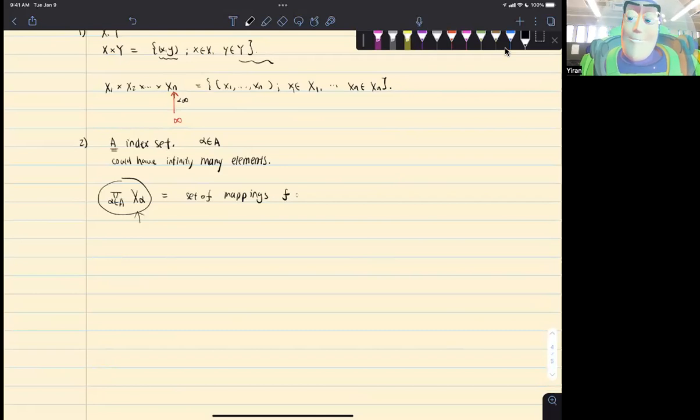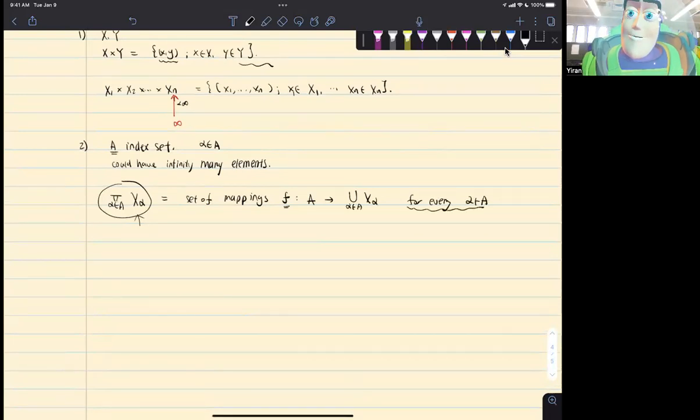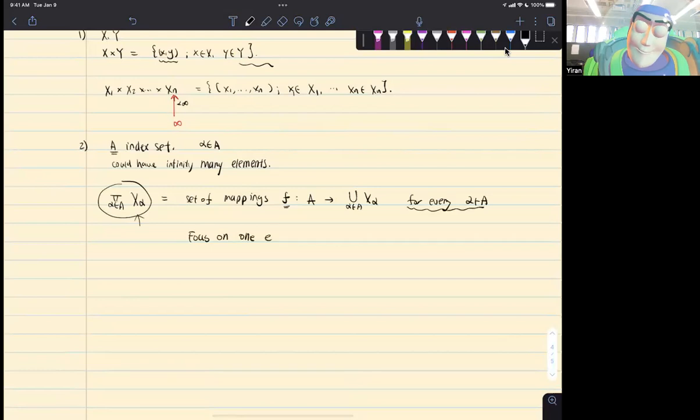And then, of course, there are some certain properties or categorizations for such functions. And here I'm going to introduce it: it is a set of mappings F from A to the union over alpha in A of X alpha, such that F(alpha) is in X alpha for every alpha in A. The last sentence is very important because it tells you that, for example, let's just focus on one element F in the Cartesian product.